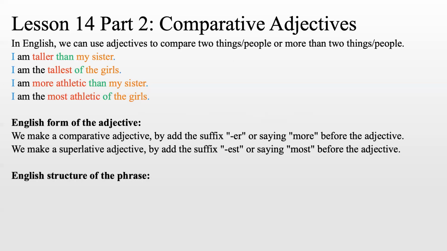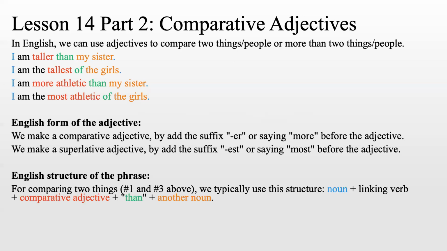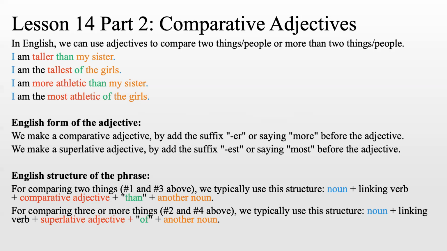Now, English structure of the phrase, this is probably what you're not very familiar with here. For comparing two things, the examples 1 and 3 above, we typically use this structure. We use a noun and then a linking verb, then a comparative adjective, then "than," and then another noun. And notice it's the word "than," not the word "then." It's not telling a time. This "than" with an A is a comparative word. For comparing 3 or more things, examples 2 and 4 above, we typically use this structure: noun, linking verb, superlative adjective, "of," and then another noun.